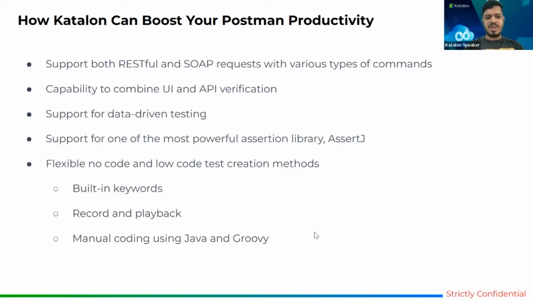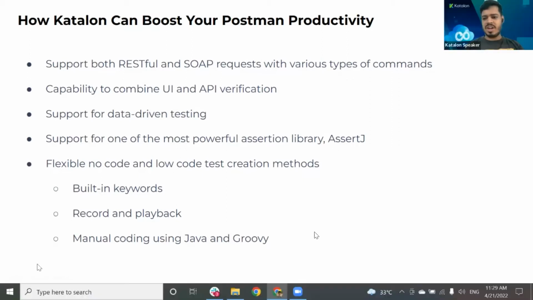The second thing is the capability to combine UI and API verification. When we speak about Katalon, Katalon offers an entire platform or infrastructure which allows you to perform each and every activity related to testing. So when we talk about desktop testing, API testing, mobile testing, web testing, all of these are covered.